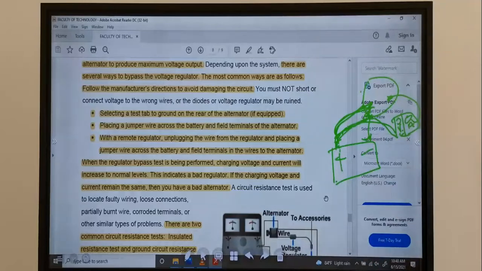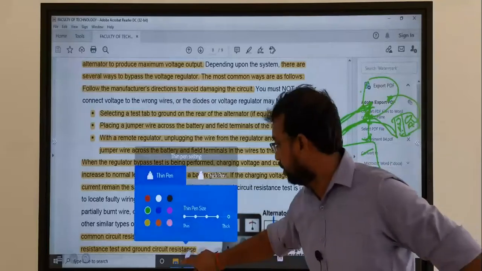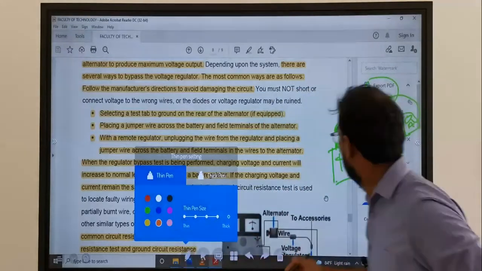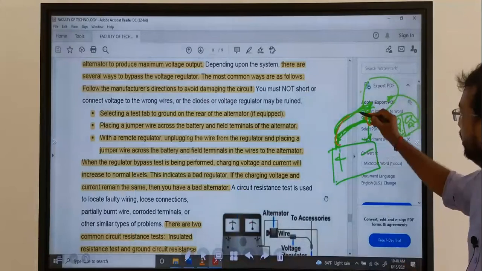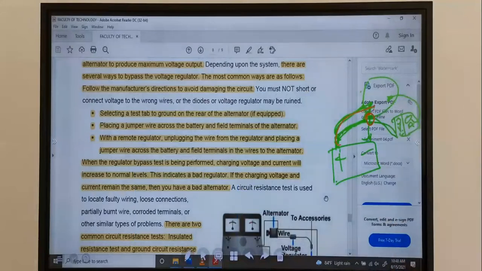Clear. Now these are bypass lines. Here there is a regulator, but the line goes around it, so the alternator is working without the regulator. Then we take the readings.